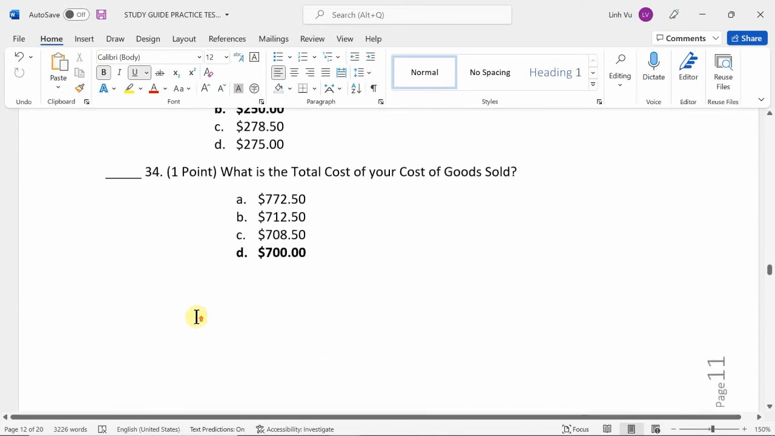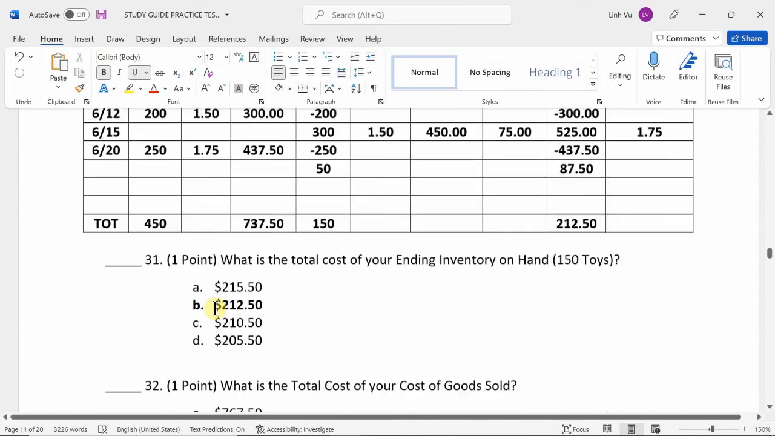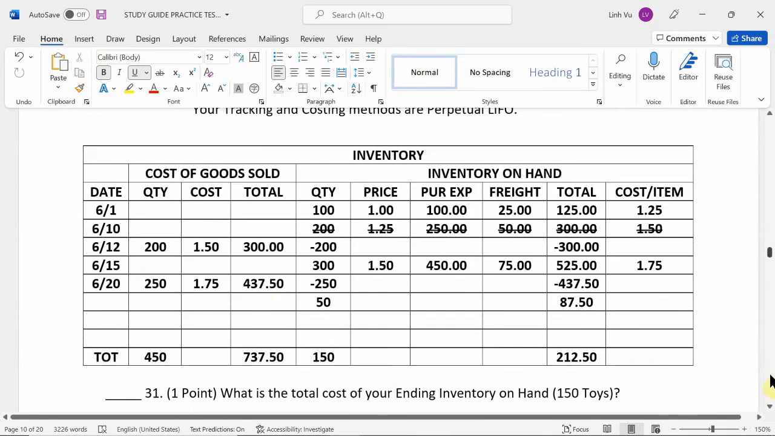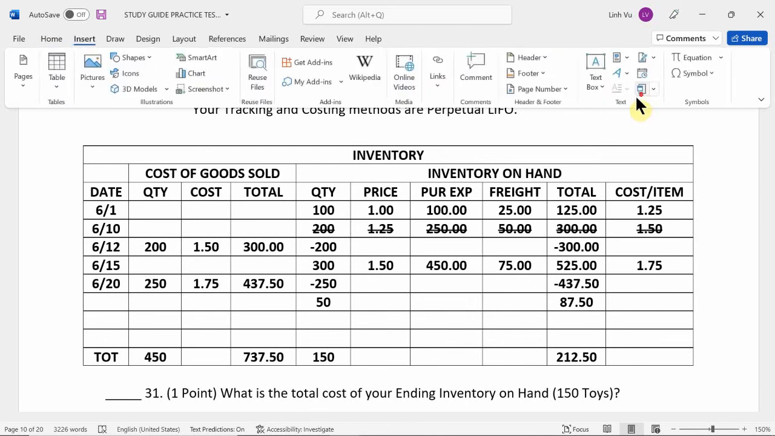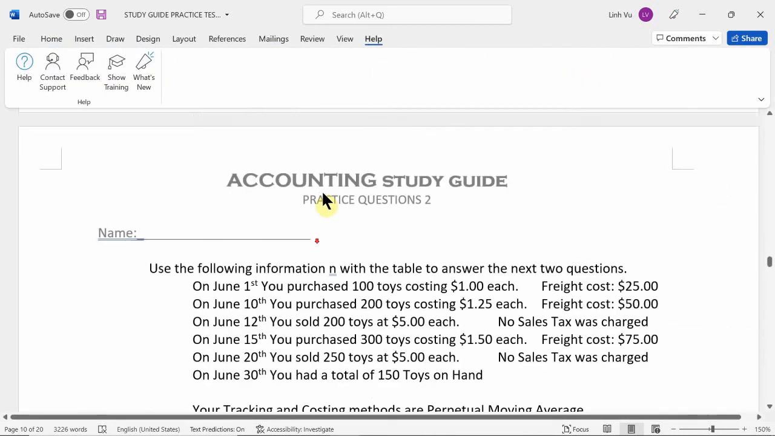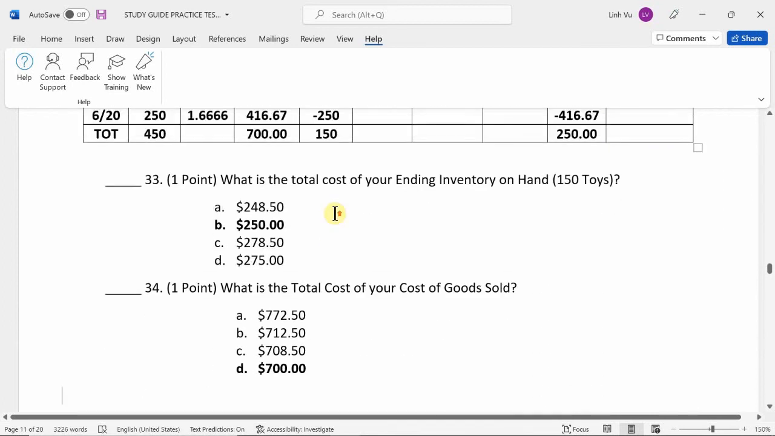Actually, wait. Okay, yes, because FIFO, right? You're just going to do the same thing except instead of calculating the last one, you're going to calculate the first one. All right, so very similar. Okay. All right. Moving on to the next one.